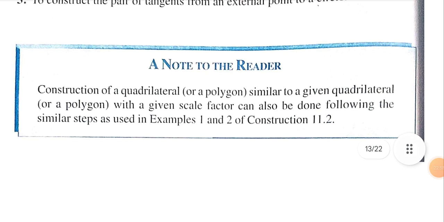A note to the reader. Construction of a quadrilateral or a polygon similar to a given quadrilateral or a polygon with a given scale factor can also be done following similar steps as used in examples 1 and 2 of construction 11.2.